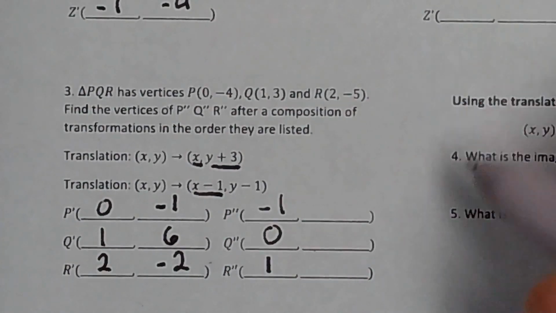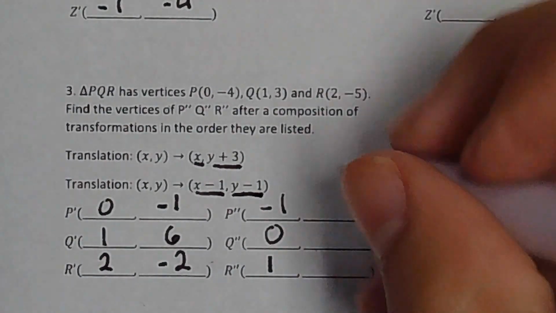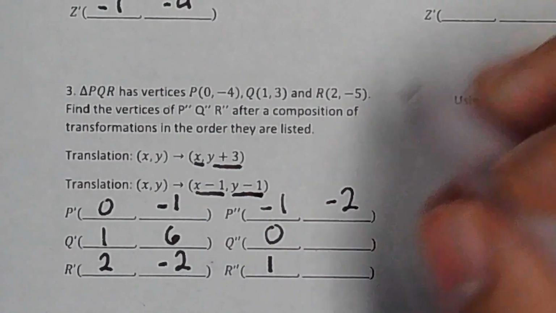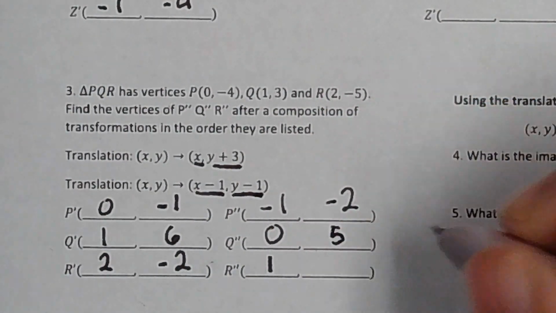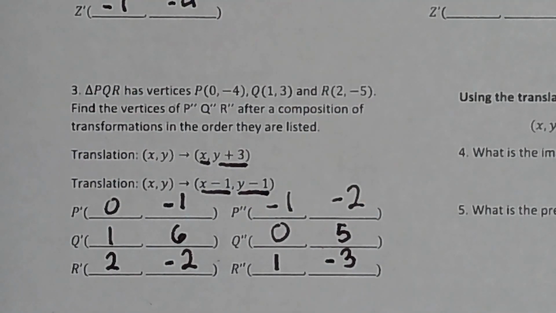Okay, and now for my y values. My y's is also going to be y minus 1. So this is going to be negative 2, 5, and negative 3. Any questions on number 3? Okay.